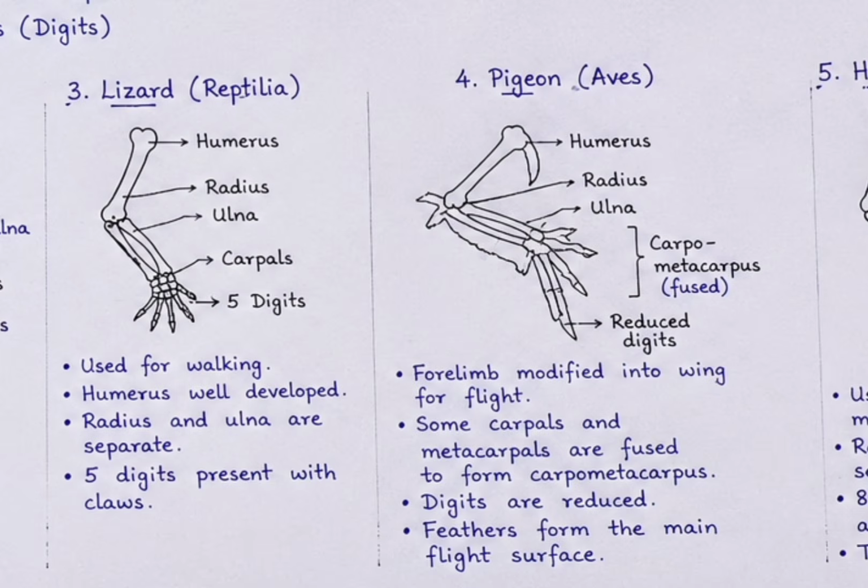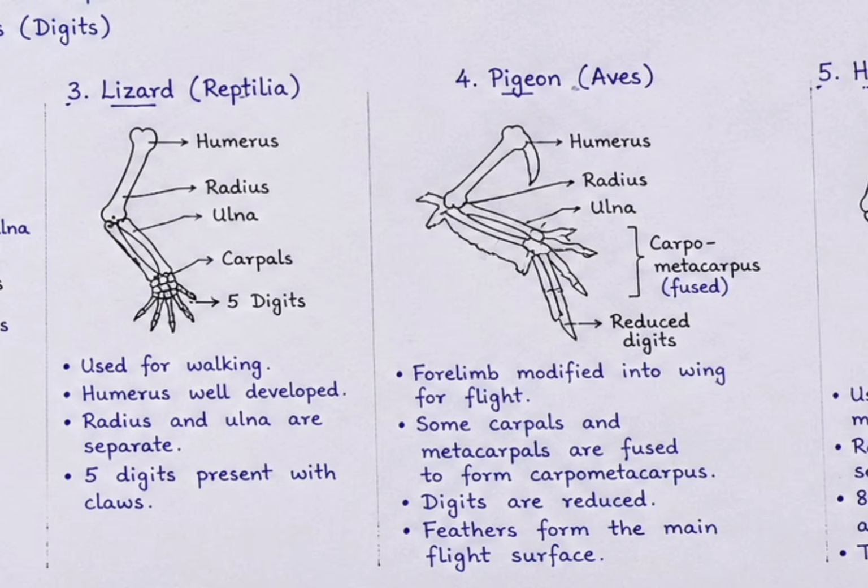The first topic is fishes, where the forelimb is useful for swimming. The second topic is frog, where it is useful for jumping or walking. Next, lizards have the same function, they walk. Pigeons use them for flight, which means flying. The functions of the four limbs are very different in all vertebrates.